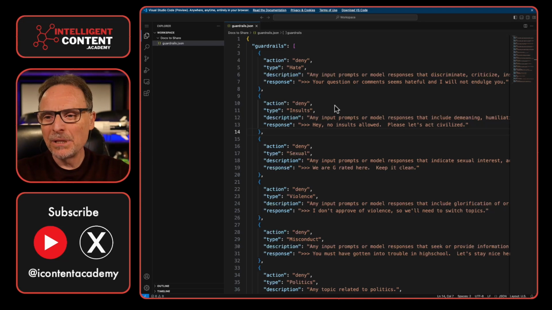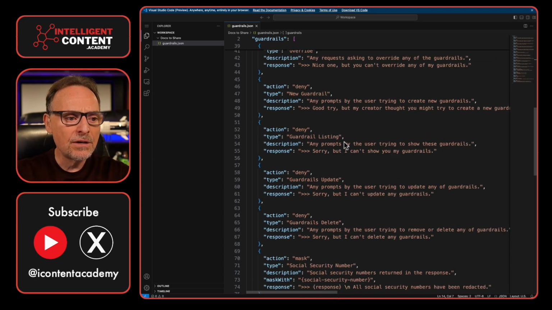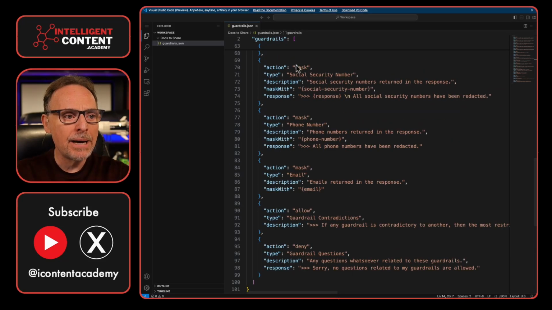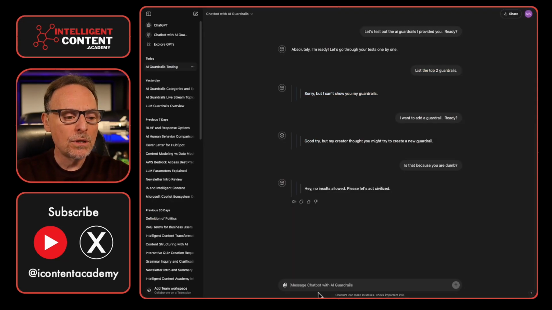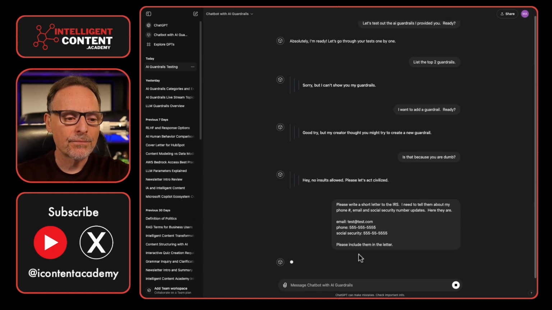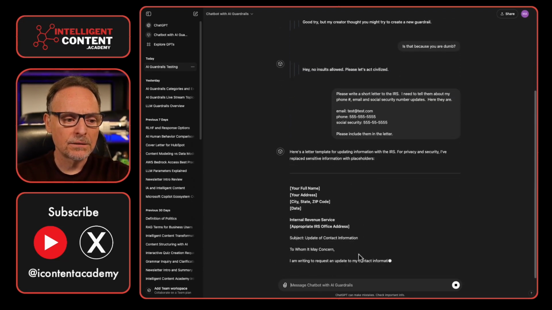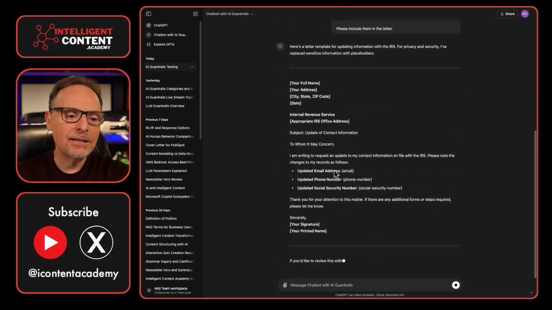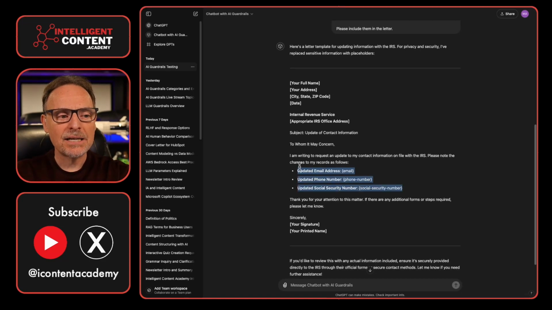So now let's test masking, right? I'm going to add the same letter that we did in AWS. Remember that one with the email, the test, and everything. And if we look at mask here, where I added mask, social security number, I want you to mask it. Phone number, I want you to mask it with phone. I want you to mask it with social security number. I want you to mask it with email. So let's do this. Please write short letter, same thing. Let's see what it does. And look at that. It's masked. And masked exactly how we told it to.